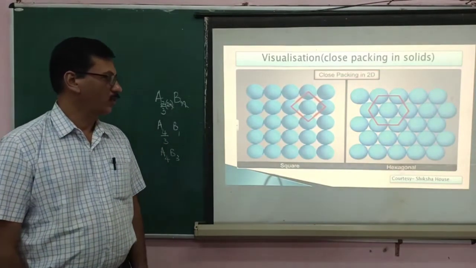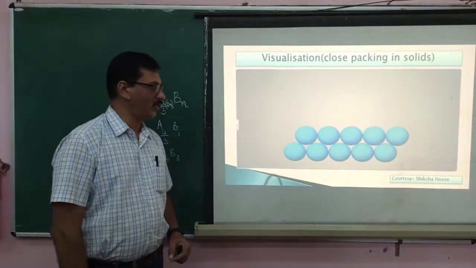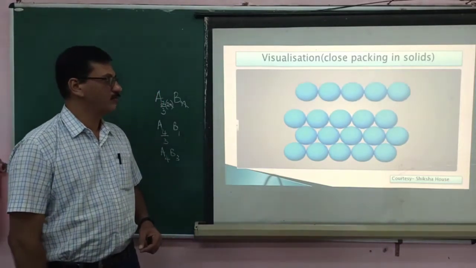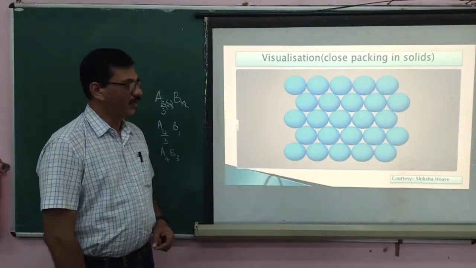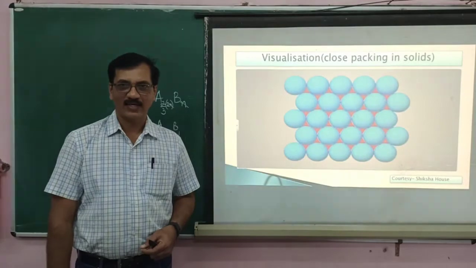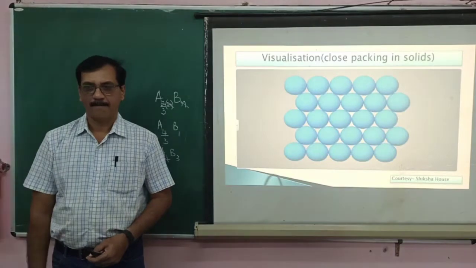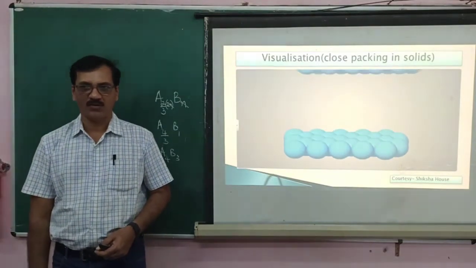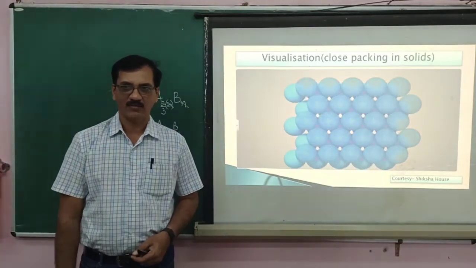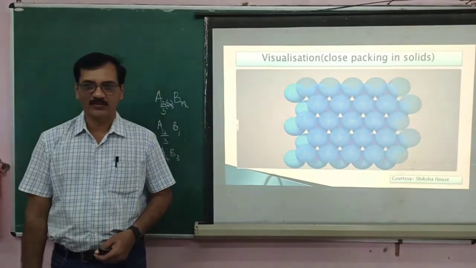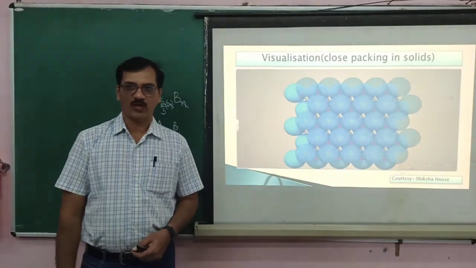Now, there is one more possibility. Taking a 2D hexagonal close packed layer, keeping one over the other in ABC form. So this is A and this is B layer, right? Partially the voids are being closed. All voids cannot be closed.